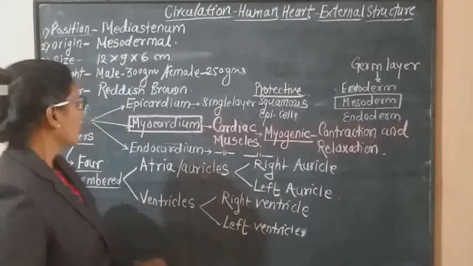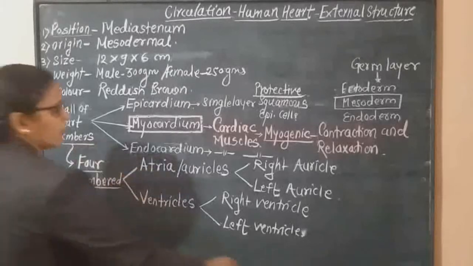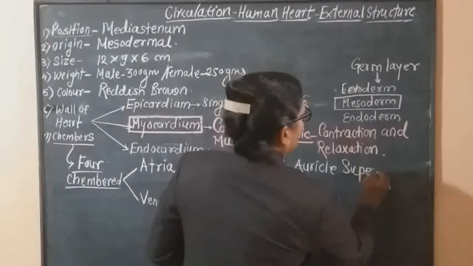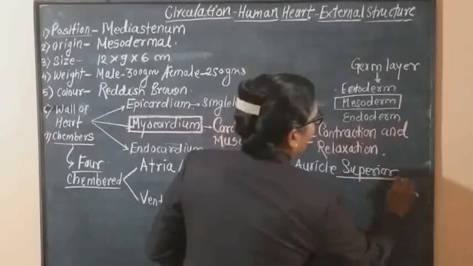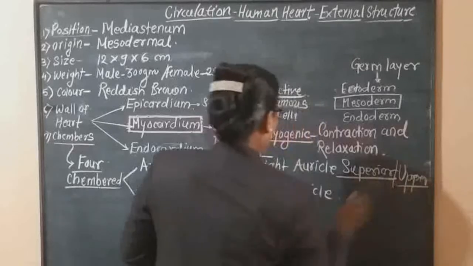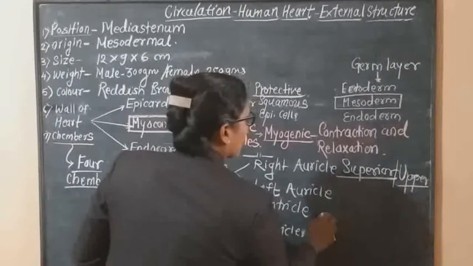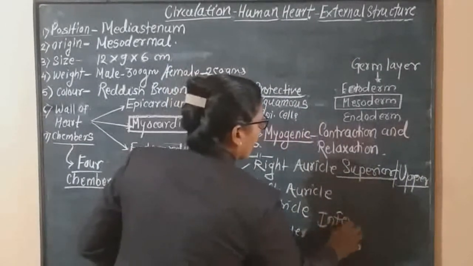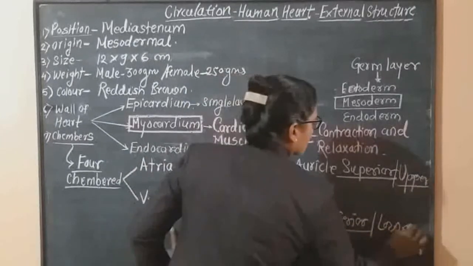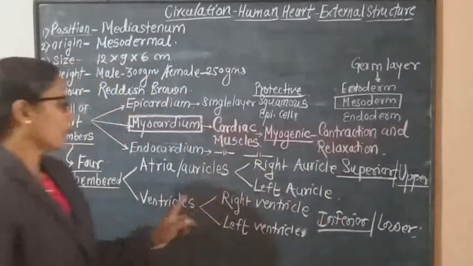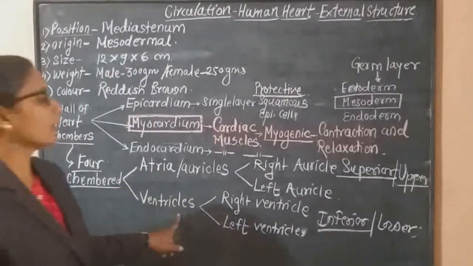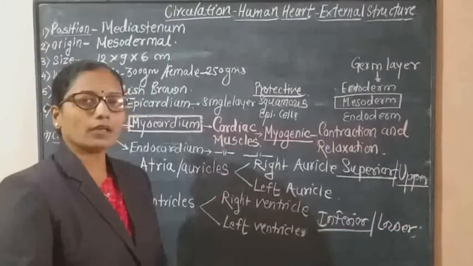Now these atria are the superior chambers, meaning the upper chambers, and the ventricles are the inferior or lower chambers. Atria are the superior chambers, and ventricles are the inferior chambers.